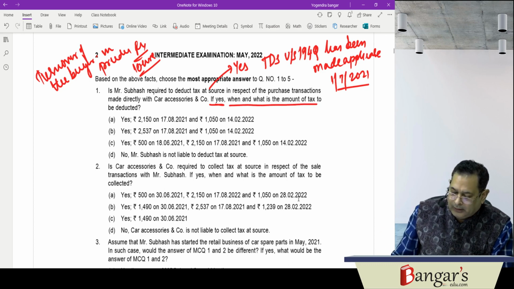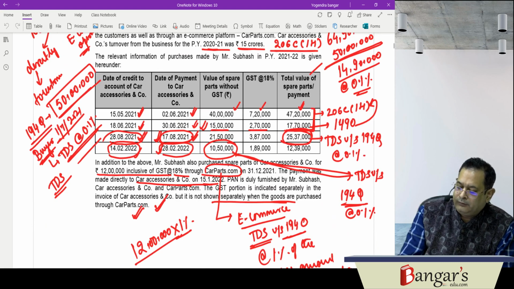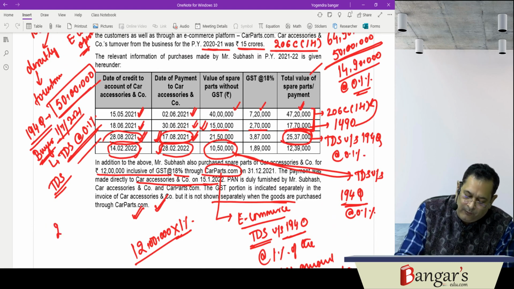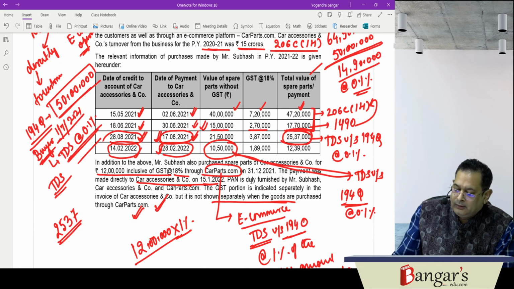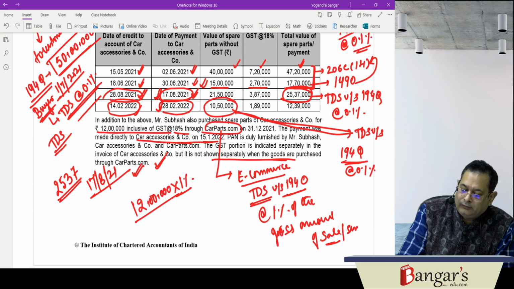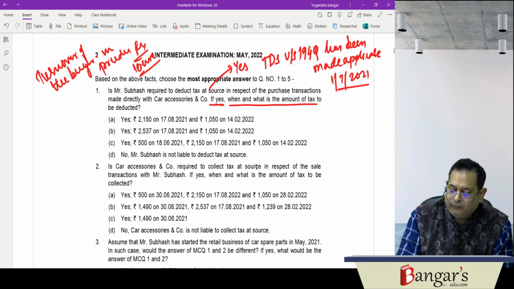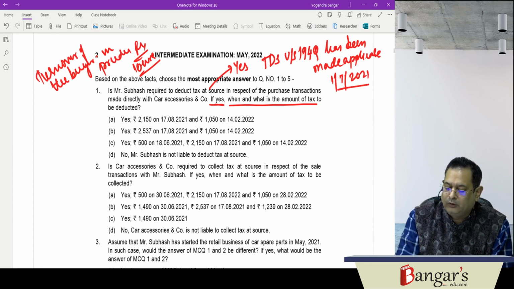Now here fundamentally, after 1st of July, whatever payments or credits have been made, the amount of TDS will be 2537, that will be deducted because on 17th of August itself, at the time of payment or credit, whichever was earlier. And in this case, on 14th of February 22, that will be 1050 at the rate of 0.1%. So first is yes, 2150 on 17th of August 21 and 1050 on 14th.